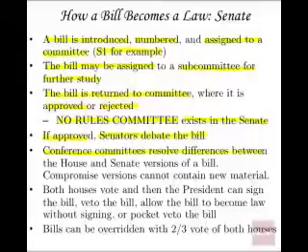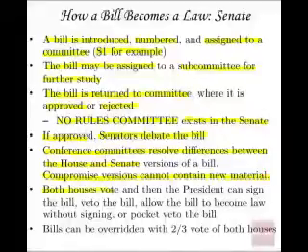Conference committees resolve differences between the House and the Senate versions of the bill. And again, compromise versions cannot contain new material. So once both versions of a bill pass slightly different, they go to conference committee, they make the exact same bill, and they shoot it back to the Senate and the House. They vote on it, and once it is passed in exactly the same version, that bill goes to the president.